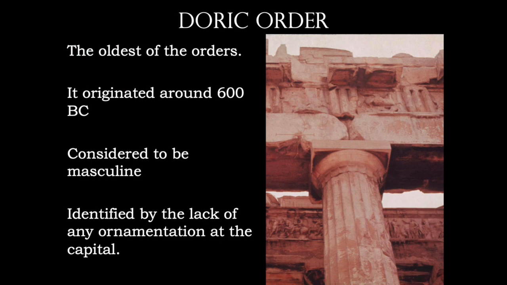And we'll start with the Doric order first. This is the very first order of Greek architecture, originating around 600 BC, and it's considered to be very masculine. It's a little bit thicker column. It tends to be shorter than all of the rest, so it's a little bit stocky, but it's also very plain. There's no ornamentation around the top. It just kind of moves right toward the architrave there.